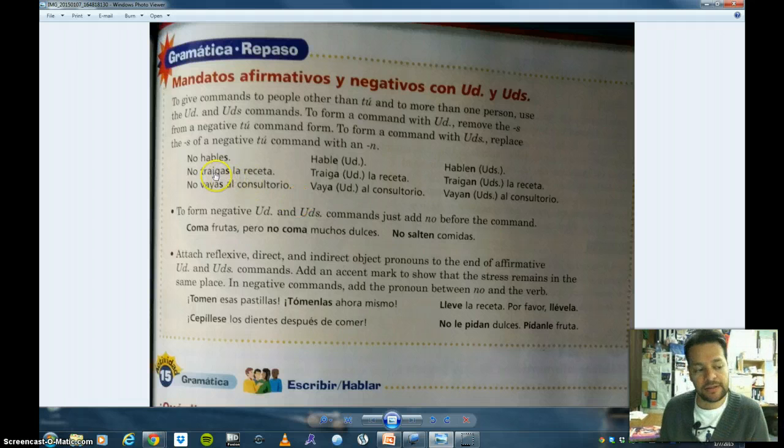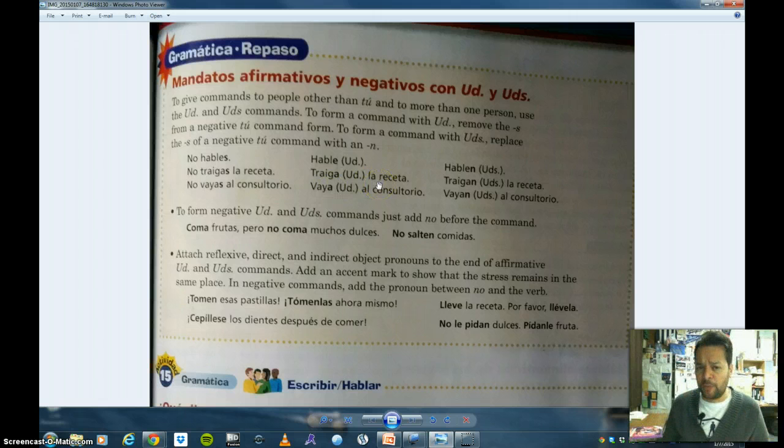Take a look at the next sentence. No traigas la receta. So you just take the word traigas, drop the S. Traiga. That is your affirmative usted command. No vayas al consultorio. Same procedure. Vaya. All right, you drop the S, and that is your affirmative usted command.